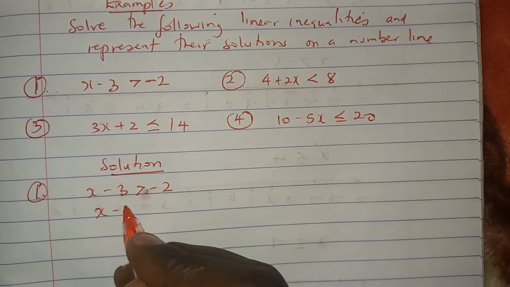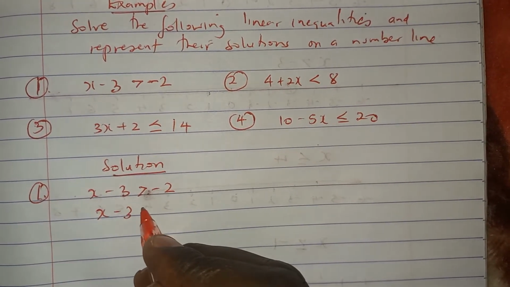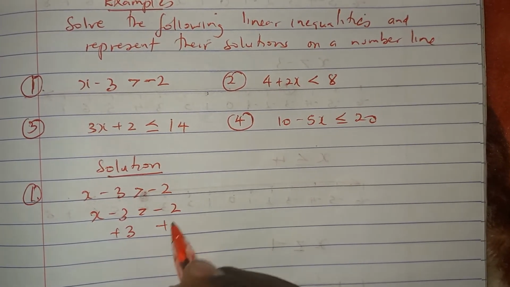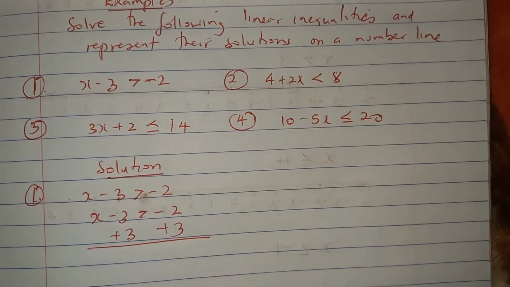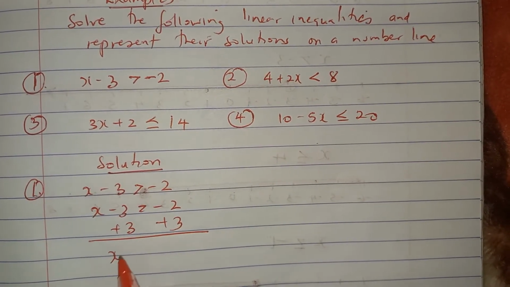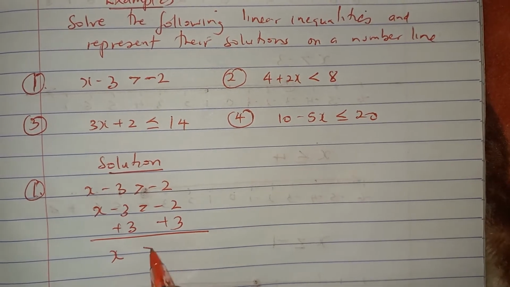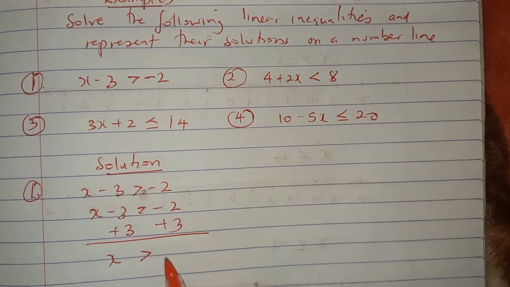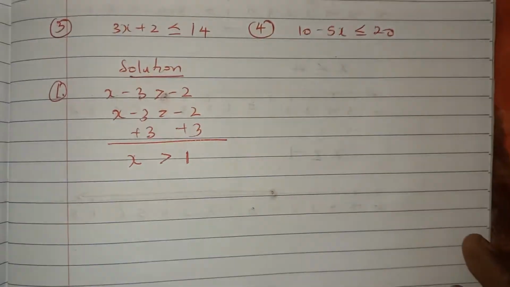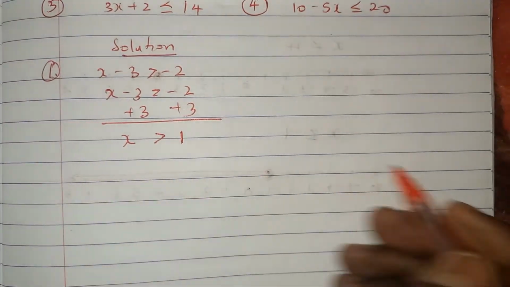So x minus 3 is greater than minus 2. We add 3 to the left hand side, and add 3 to the right hand side. So we're going to have x is greater than minus 2 plus 3, which is 1. So how then do we represent this on a number line?